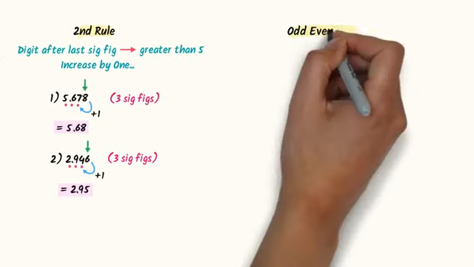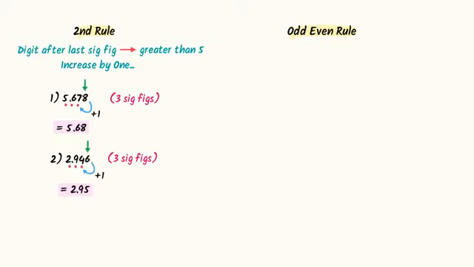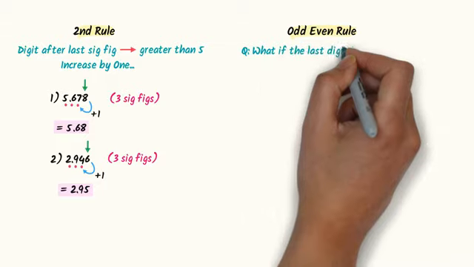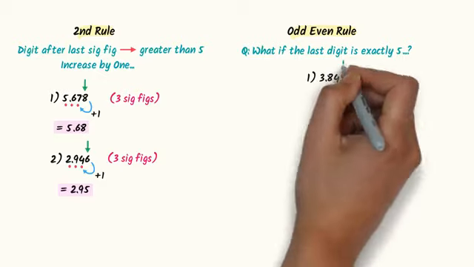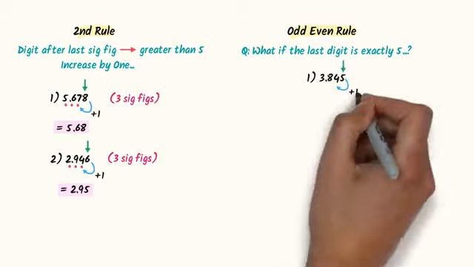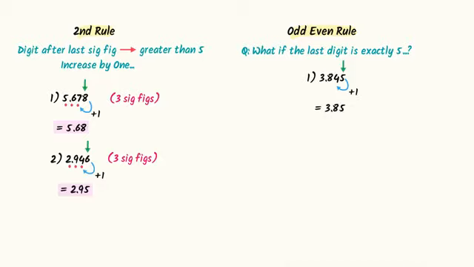Now we will learn the odd-even rule, which is very important. I always ask this important question. What happens when the digit after the last significant figure is exactly 5 and nothing else? This is the biggest exam trap. Most students see a 5 and immediately round up every single time. But this is not always correct according to some syllabi like NCERT. So listen carefully, because there are 2 situations here.